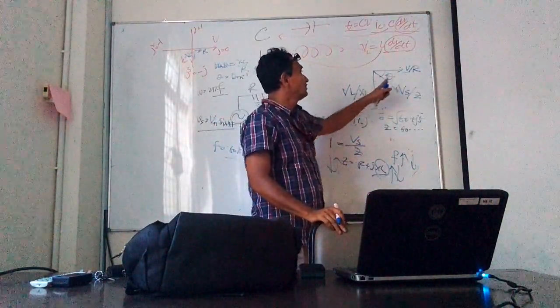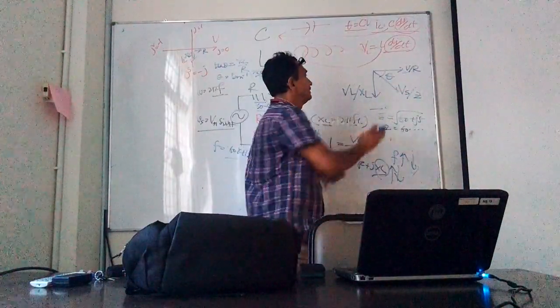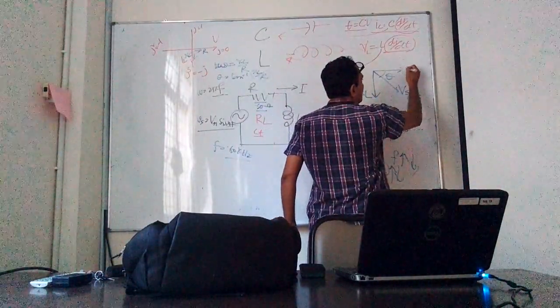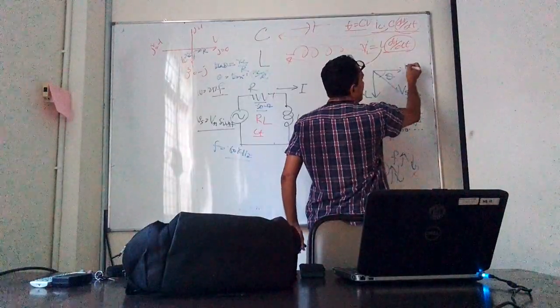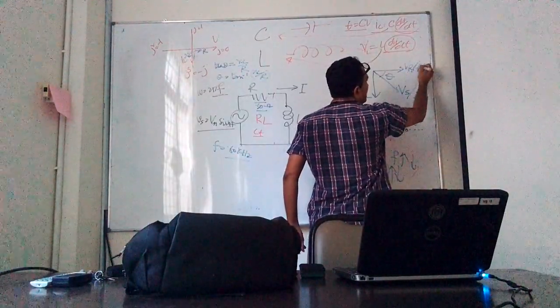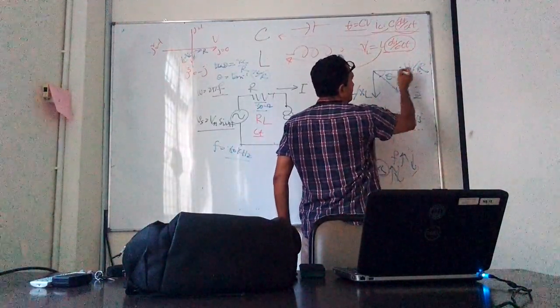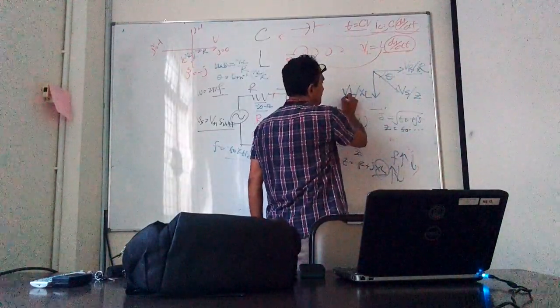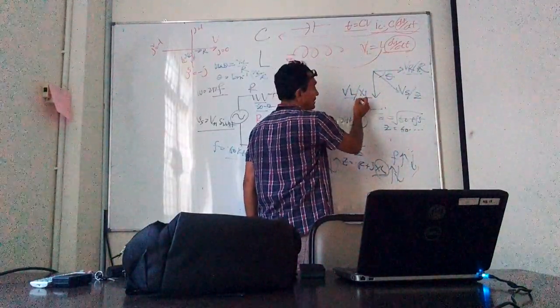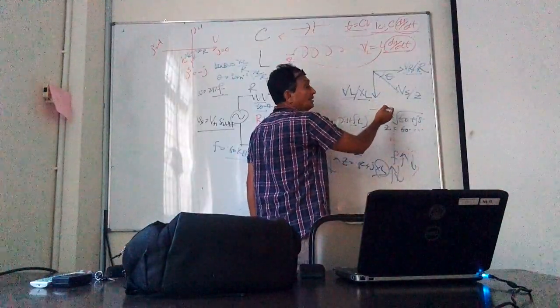Voltage across resistance. That means it's better to write here VR, yeah? VR, voltage across resistance, or R itself, resistance itself, in the same direction. Then voltage developed across inductance or inductive reactance itself in the same direction.